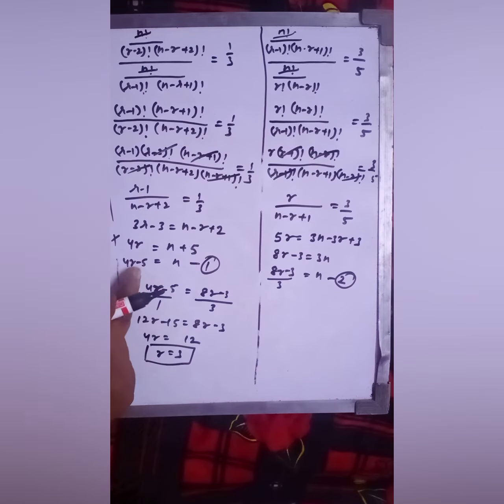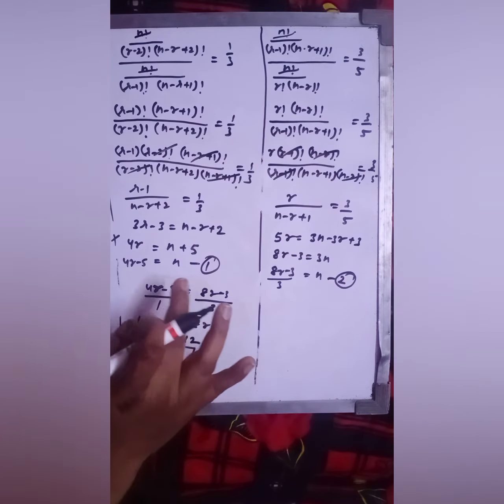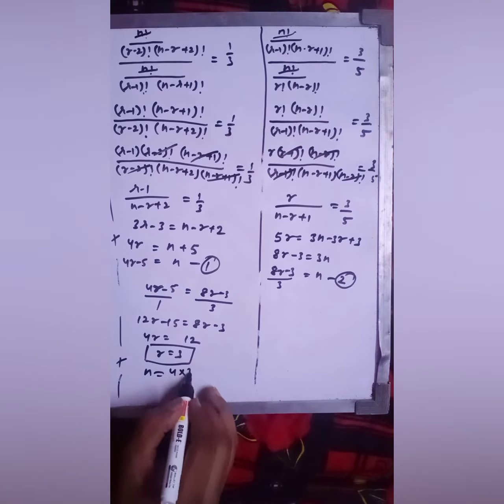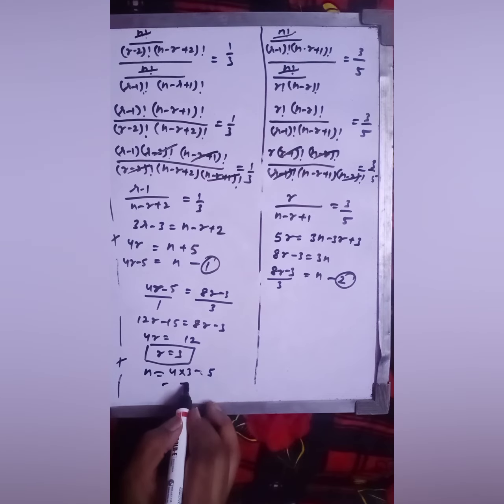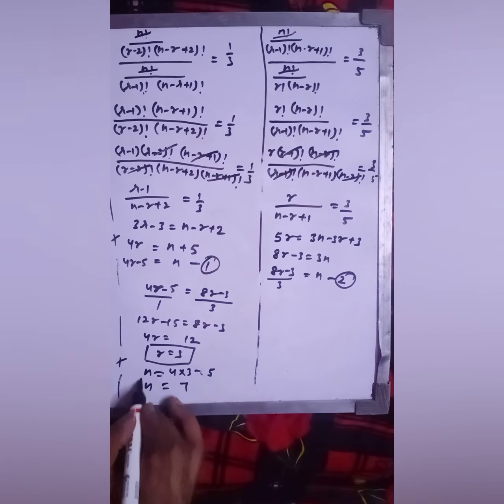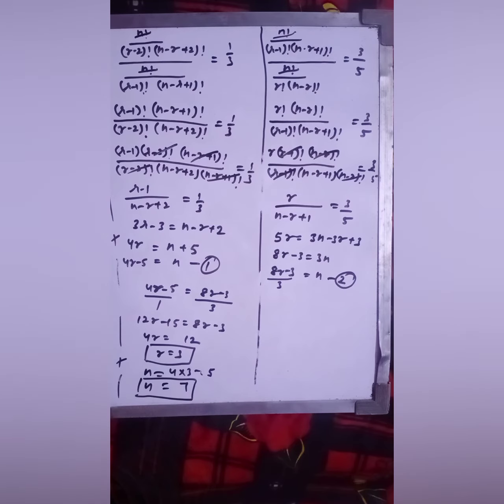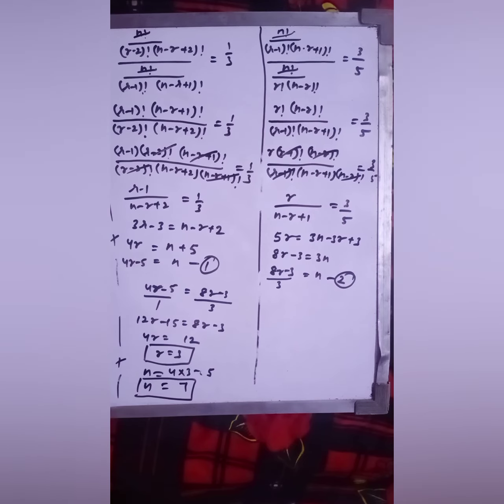If your r is 3, your n would be, put in equation number 1, 4 into 3 minus 5. So you will get 12 minus 5, that would be 7. So your n would be 7. So this is the value of r and n which you can calculate. Okay children, so this is how you can solve this question. Okay, so practice it, work hard. Got it? So this is one of the important questions. Note it down.